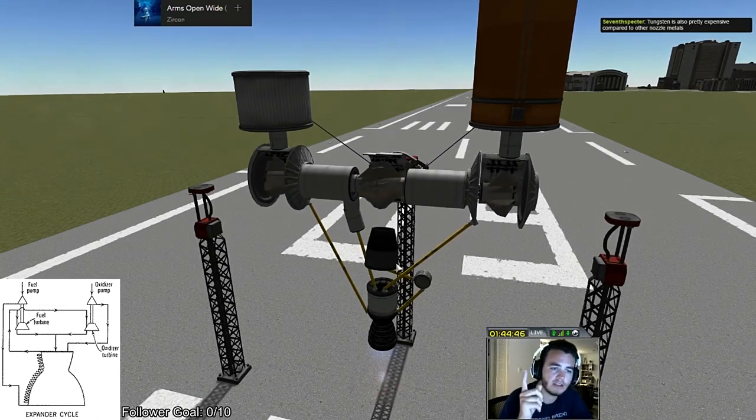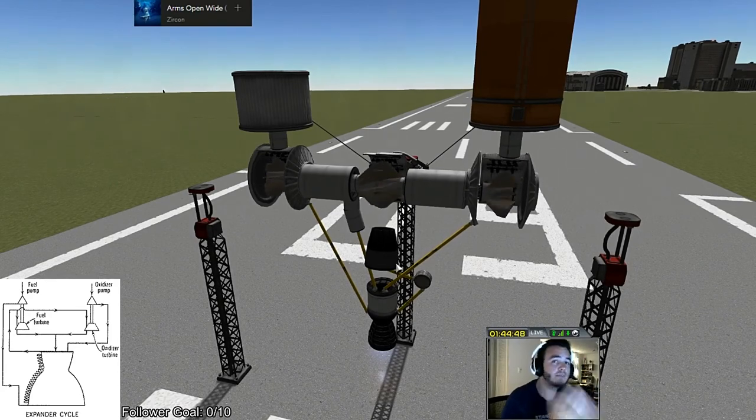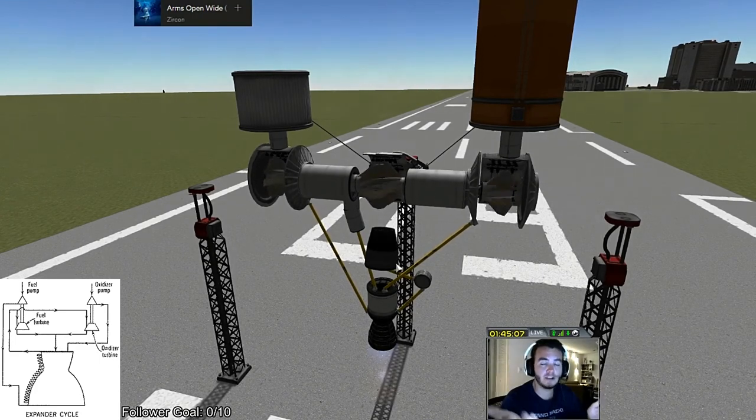Something worth noting, though, is that you have an expander cycle, and then you also have what's known as a dual expander cycle. So what is a dual expander cycle? Well, going back to our full flow staged combustion cycle, where you had two preburners operating two separate turbines to operate your individual turbo pumps, a dual expander cycle has that same exact principle. You have two turbines to spin your individual turbo pumps.